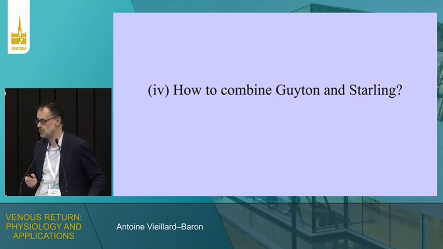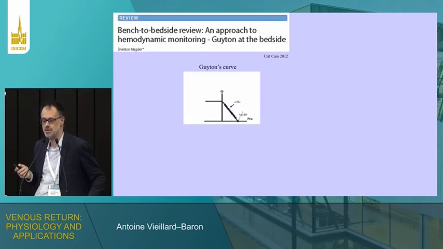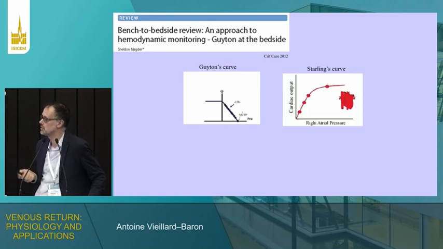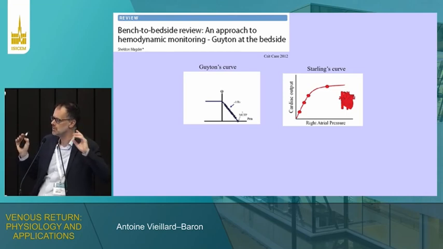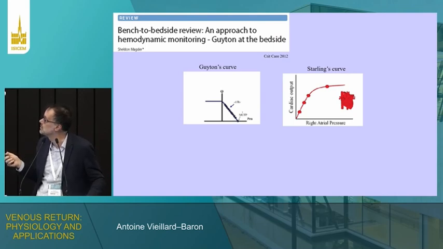Just to conclude, how to combine the Guyton curve and the Starling curve. I think that very frequently you see this kind of Guyton curve, as I showed you initially. So the right atrial pressure increases, the systemic venous return decreases. But you also have in the books or in the papers this kind of Starling curve, which is that when the right atrial pressure increases, the cardiac output and so the systemic venous return increase. And so there are some contradictions, some opposition between both. Here it increases, it decreases, and here it increases, it increases. So something curious.